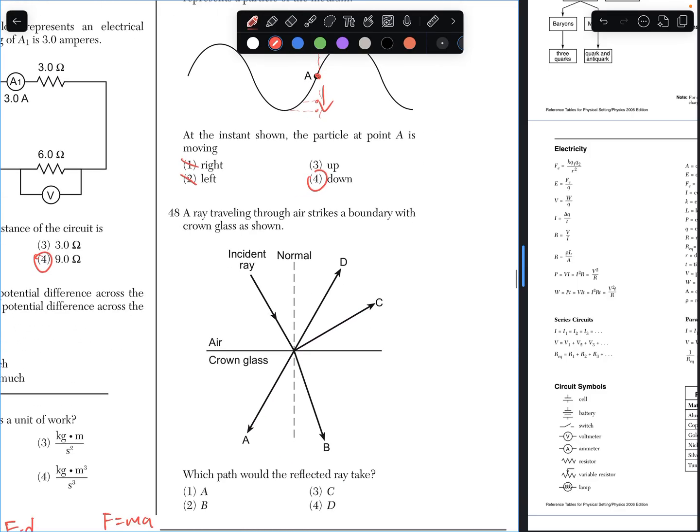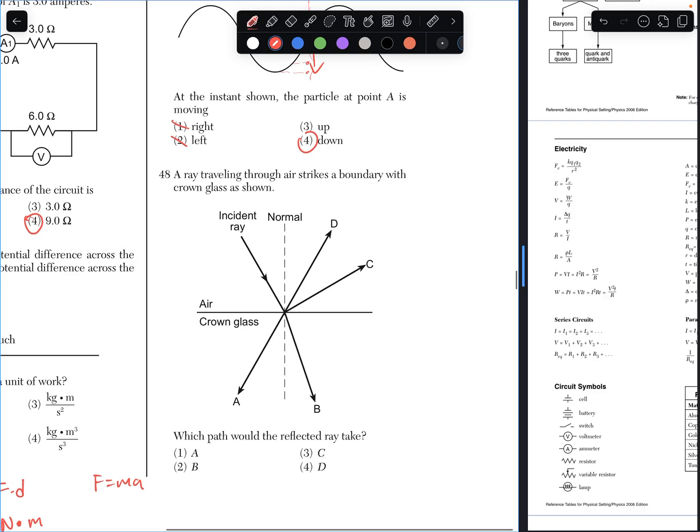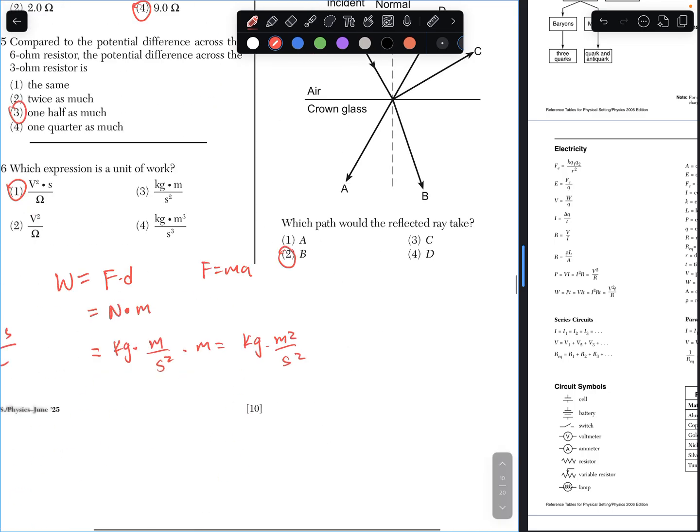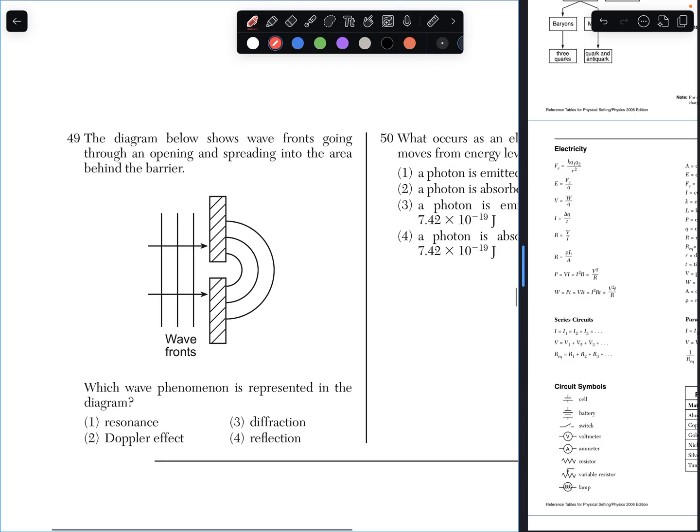Okay. A ray is traveling through the air-plastic boundary with crown glass as shown. Which path would the reflected ray take? Would the incident ray be reflected or refracted? So for 48, I think this one is pretty obvious. It would be B. It would go through, but the angle would bend a little bit, and that would be refraction. The diagram below shows wave fronts going through an opening and spreading into an area behind the barrier. This is what sound is like. You see this projection of sound, and this is called diffraction. So the answer is choice 3.